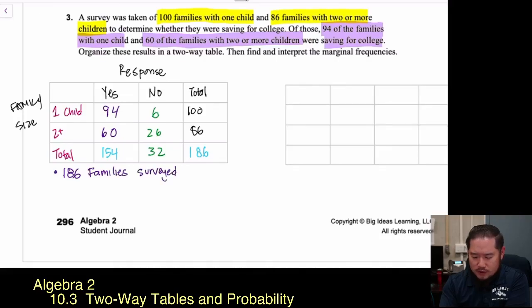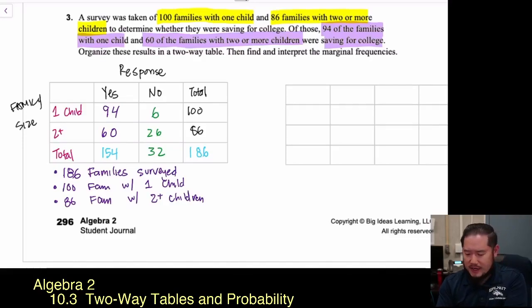Always important to know the totals. We could say of those, we have 100 families with 1 child. I think another important piece of information is that we have 86 families, and I'll go ahead and abbreviate that, with 2 plus children.